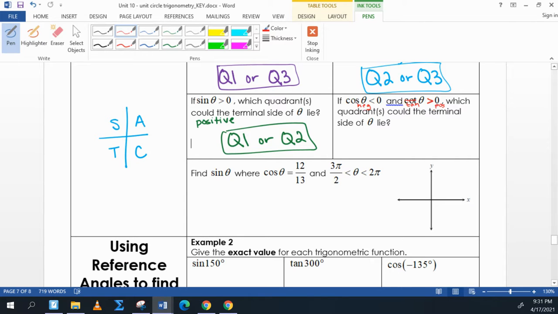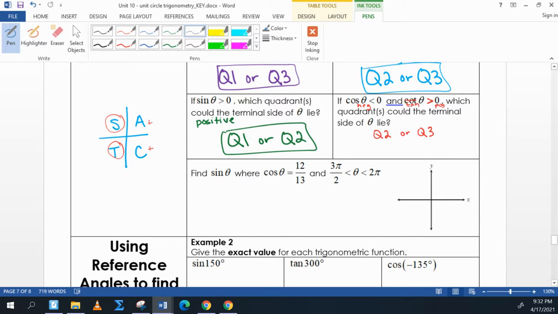Let's first of all look at where the cosine is negative. So we know that the cosine is positive right here. They're all positive here, and they're all positive here. That means that the cosine is going to be negative in these two quadrants. So in quadrant 2 or quadrant 3, the cosine is negative. Now don't circle that answer, because one of them will be eliminated when we look at this next stipulation.